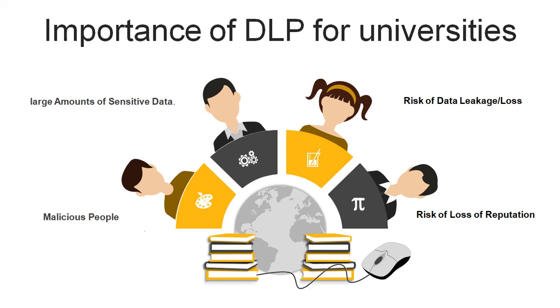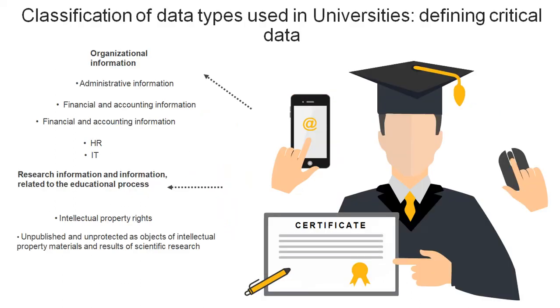The paper discusses how universities can build their data loss protection strategies, and the first step in this is the classification of data types used in universities, and after that defining the critical data which necessarily needs protection.